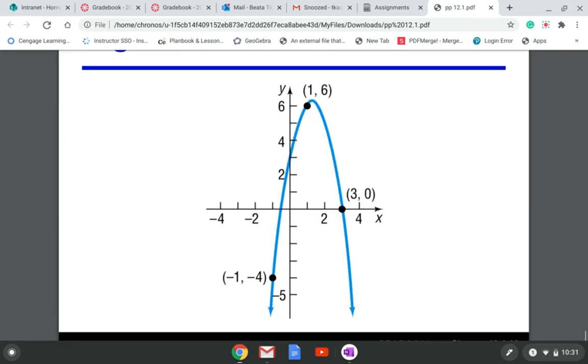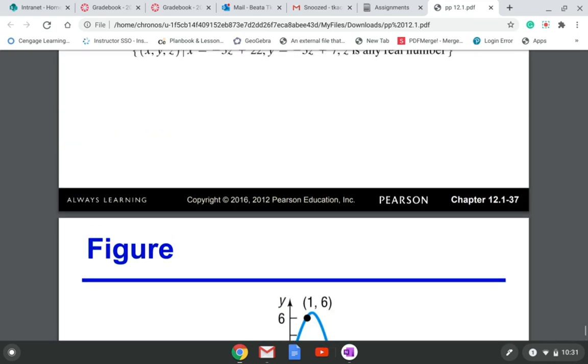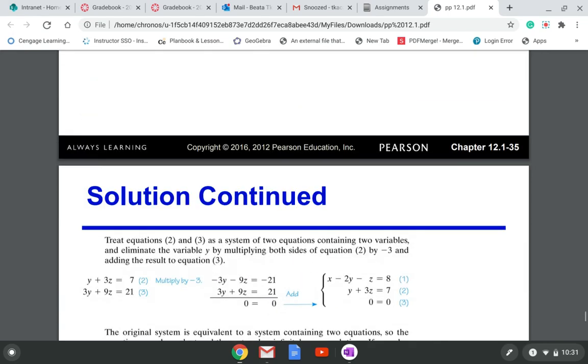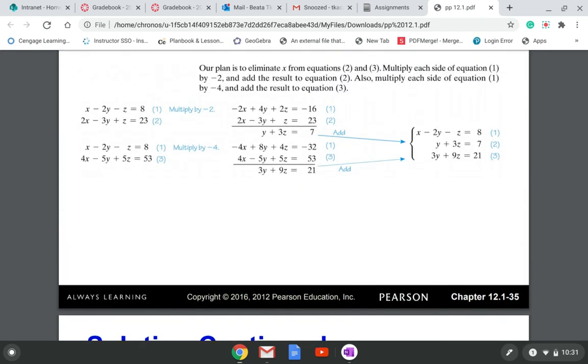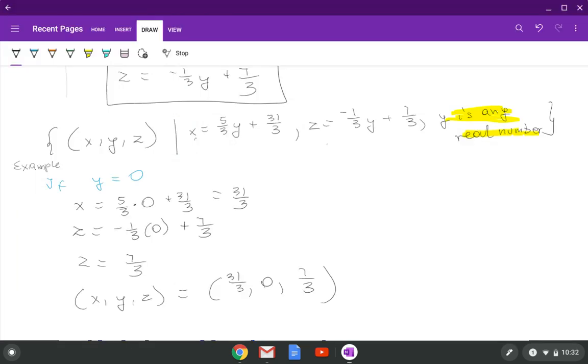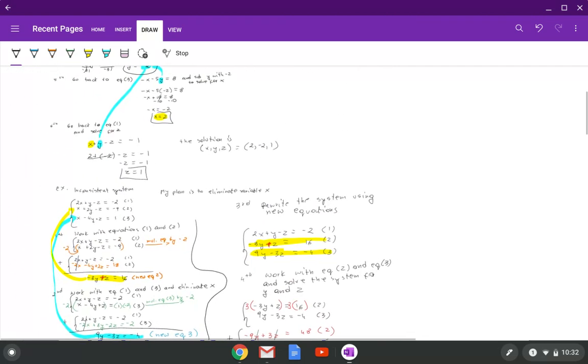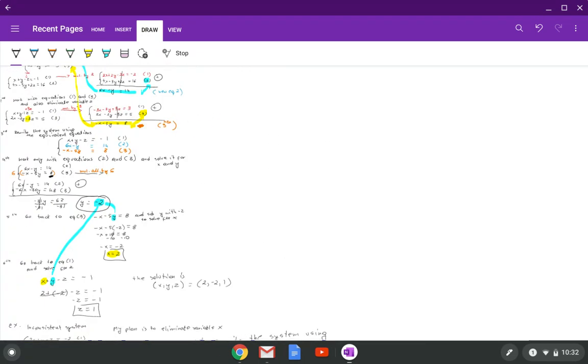Okay. And that's it for section 12.1. So I made this PowerPoint available for you on Canvas, which has explanations of all the problems which I went over. Also, I will attach with video 2 the notes where I show you how to solve the 3 examples of systems with 3 variables.